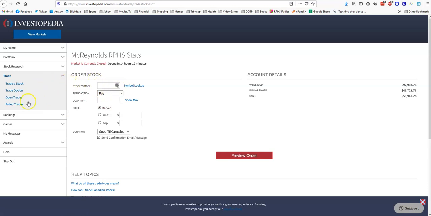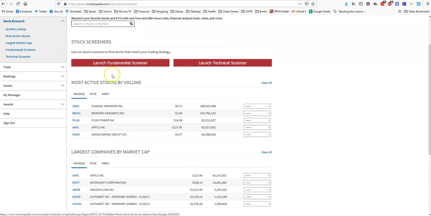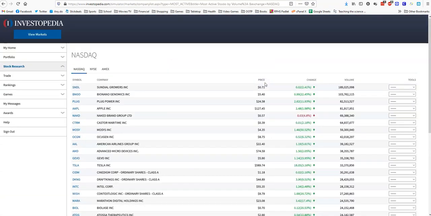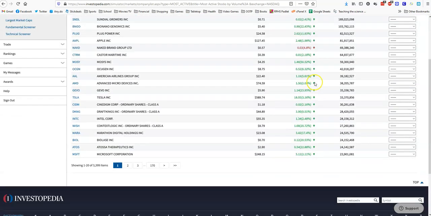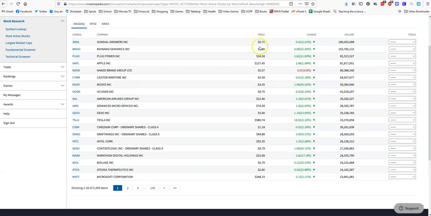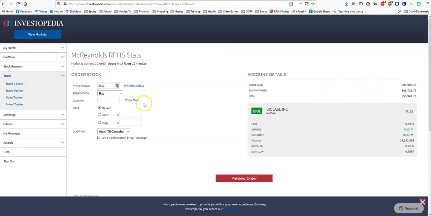Now we have to do a symbol lookup, and the way I do it is I go to stock research and do view all on the most active stocks, because active stocks are usually ones that are moving up and down quite a bit. If you pick a cheaper stock, that also has more chance to have a wild swing up or down, but it can happen with any stock. That's just in general. I'm going to pick BioLays right here, and I'm going to go over to the right and pick trade on BioLays.